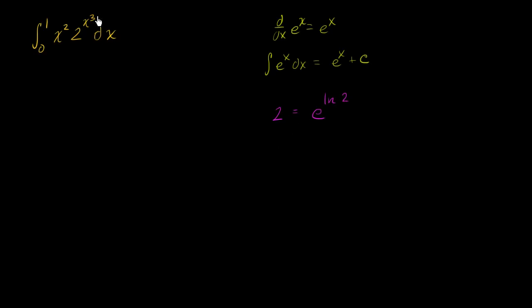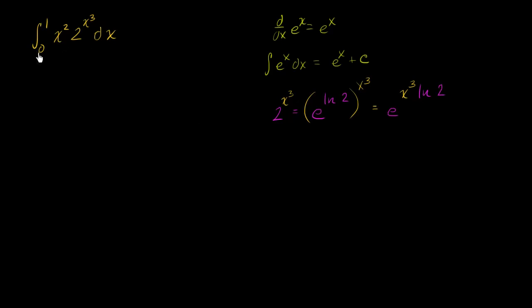Now, what is 2 to the x to the third? Well, if we raise both sides of this to the x to the third power, 2 to the x to the third is equal to, if I raise something to an exponent and then raise that to an exponent, it's going to be equal to e to the x to the third times the natural log of 2. So that already seems pretty interesting.